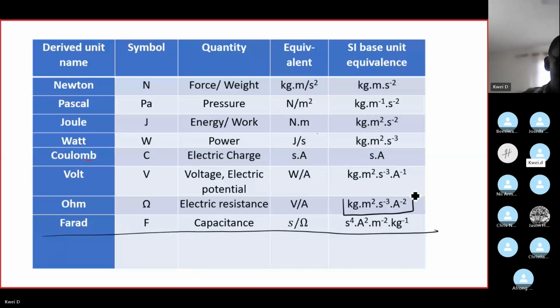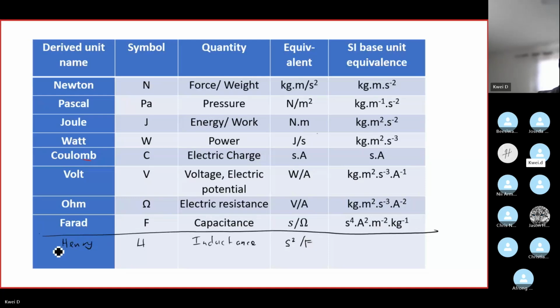Then we have the farad, which measures capacitance. Most of these you come across when we are dealing with electricity, direct current and alternating current. We also have one called the Henry. The symbol is H. It measures what we call inductance, and the inductance is equivalent to the second per farad.